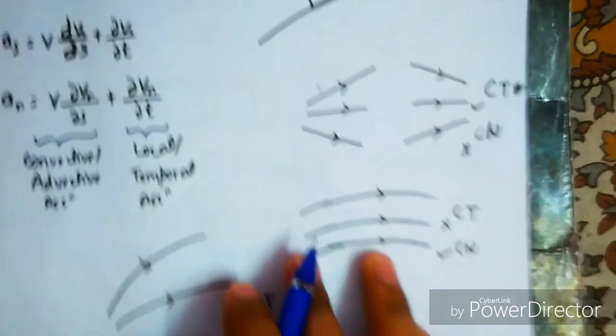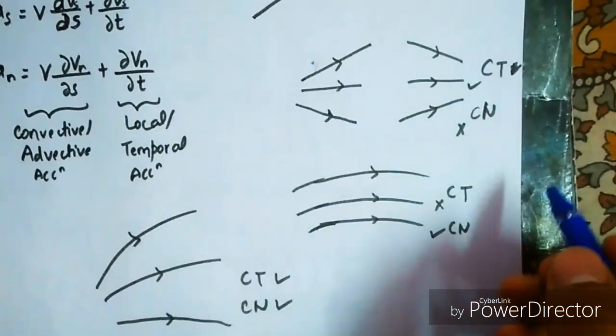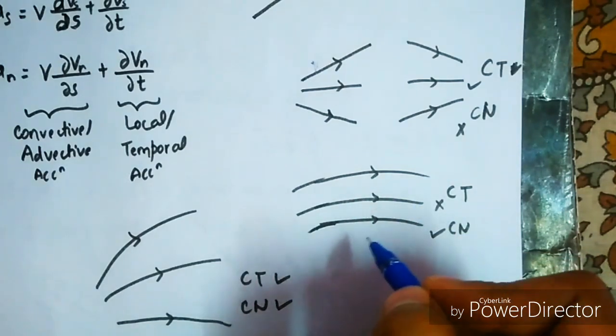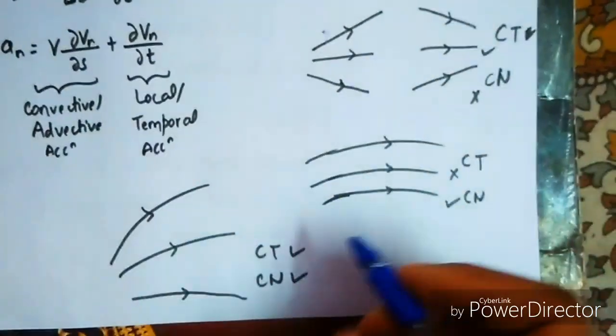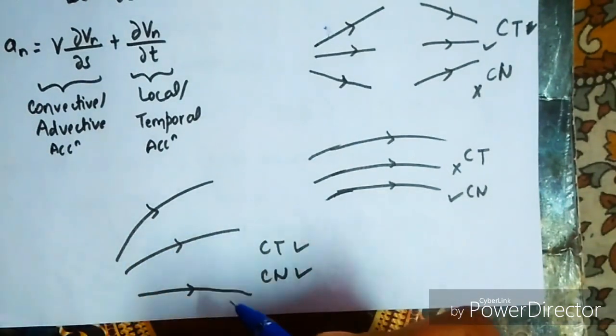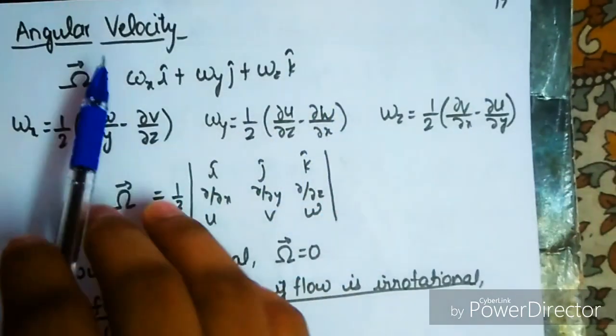But in this case, like these parallel lines, these are curved parallel lines. Here we are not having any tangential component, but we are having normal components of velocity. When this is neither converging nor diverging, plus it is curved also, here we are having both tangential plus normal components. Next topic is angular velocity.